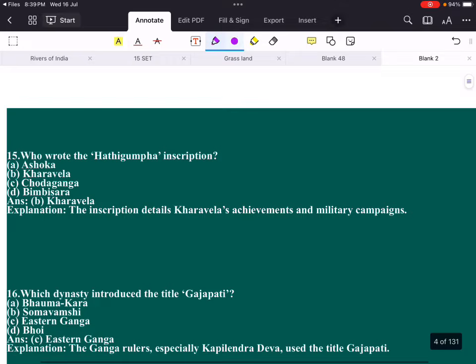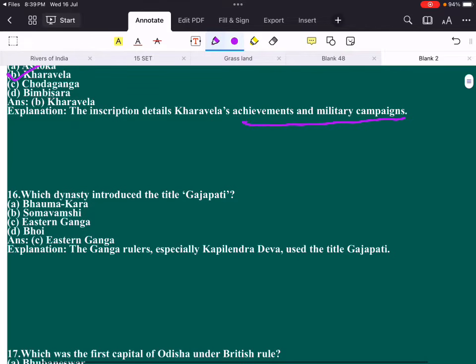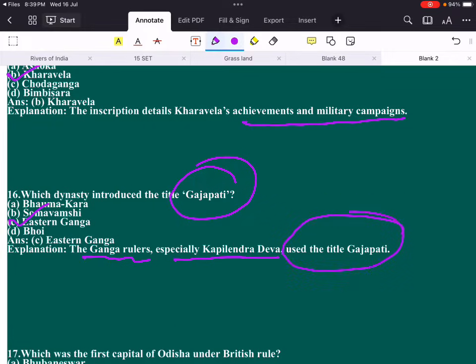Who wrote the Hathigumpha inscription? That is option B, Kharvela. The inscription details Kharvela's achievements and military campaigns. Which dynasty introduced the title Gajapati? That is Eastern Ganga. The Ganga rulers, especially Kapilendra Deva, used the title Gajapati.